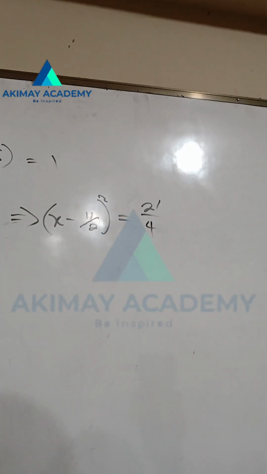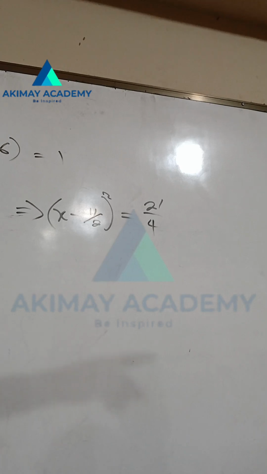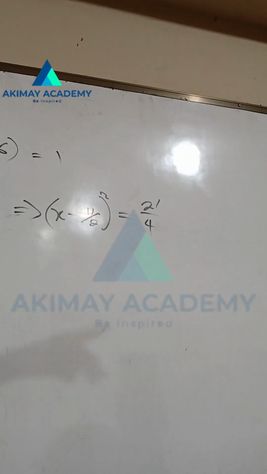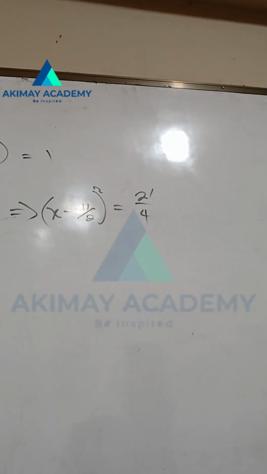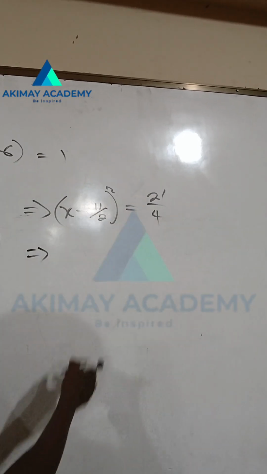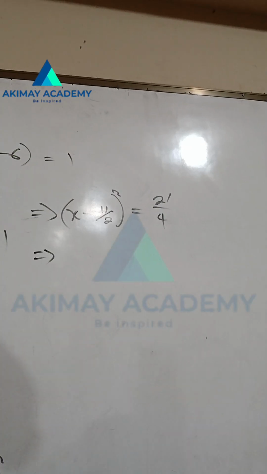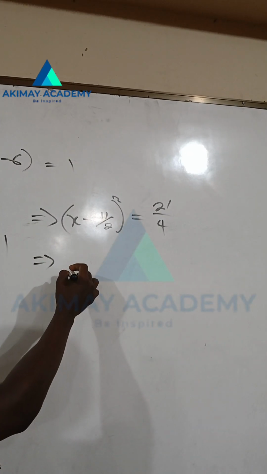So at this point, what do we do? We send the square to the other side. When the square crosses the equation, it becomes what? Square root, right? So we send the square to the other side by taking square root of both sides.